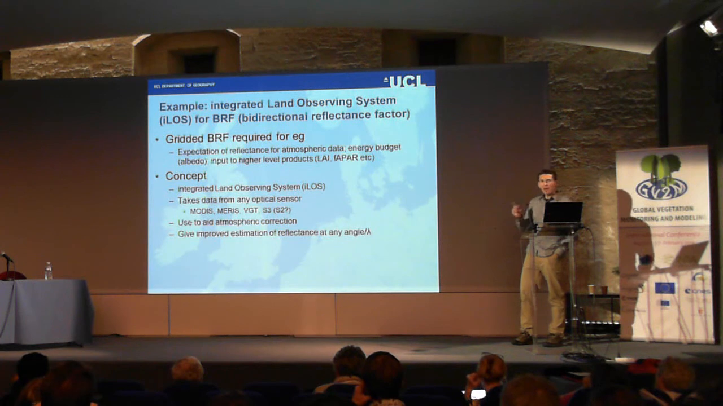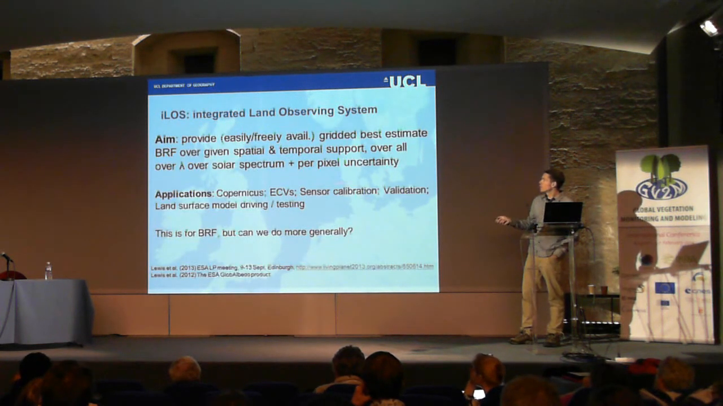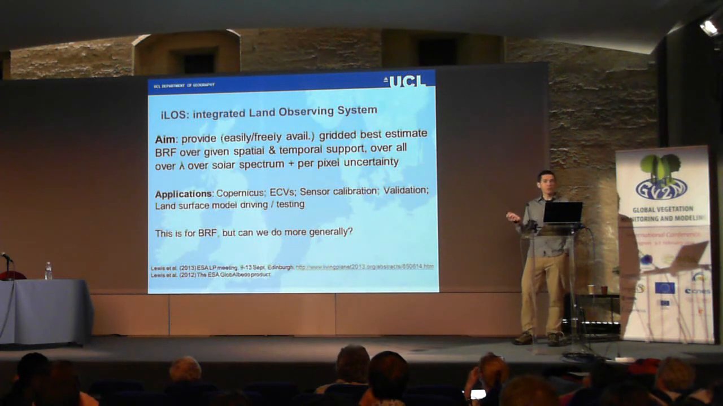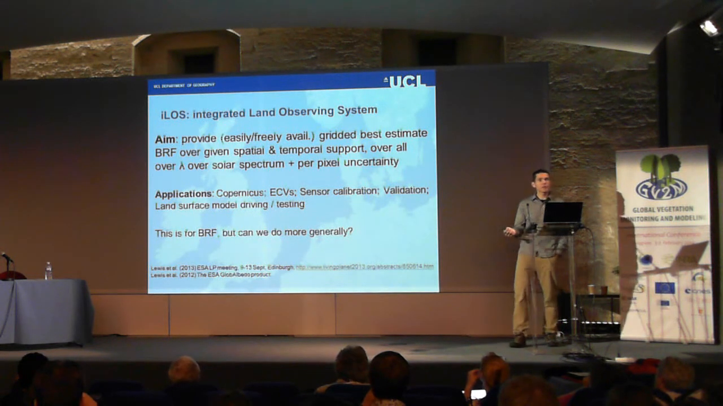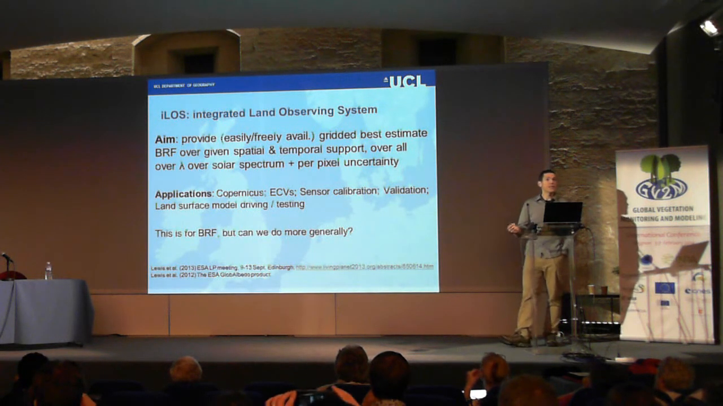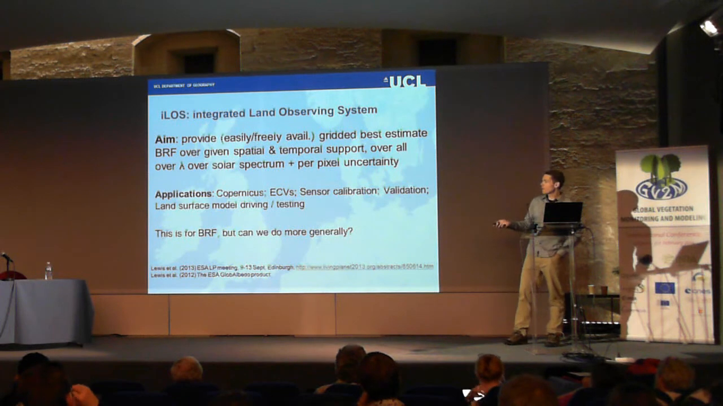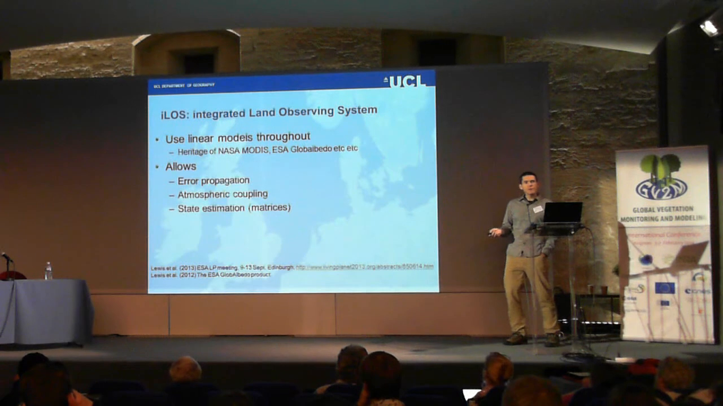So we're going to end up trying to produce a gridded best estimate BRF product here that we could make easily and freely available over given spatial and temporal support, over all wavelengths over the solar spectrum, with, importantly, a per pixel uncertainty. That then is the next step to allowing you to combine this with a model in an assimilation scheme. There's lots of different applications for this kind of thing. And this is the BRF, but the question is, can we do this more generally?